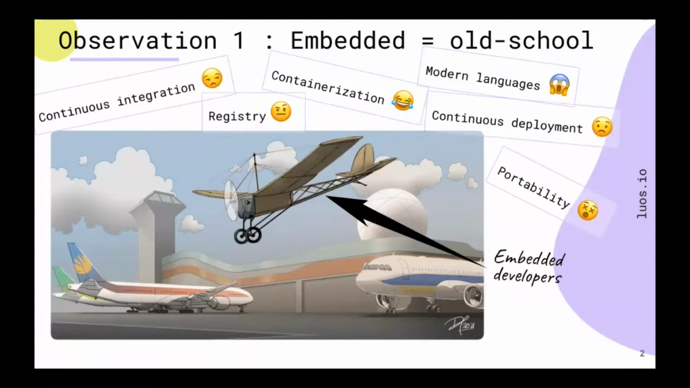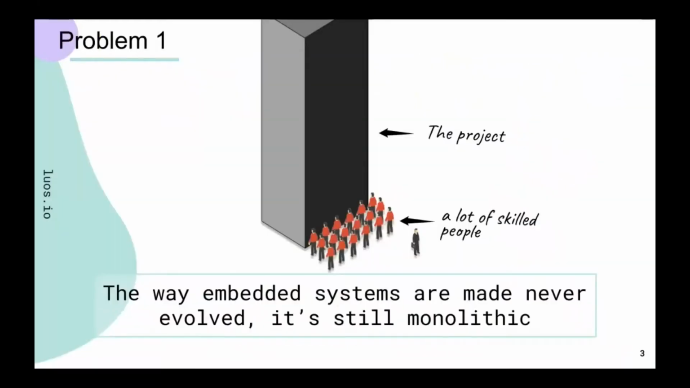Software, high-level software, has evolved a lot and uses a lot of new concepts, new languages and different technologies that not so many people use in the embedded world. So the problem is that the way we develop systems never really evolved, and we're still developing our systems in a really monolithic way.